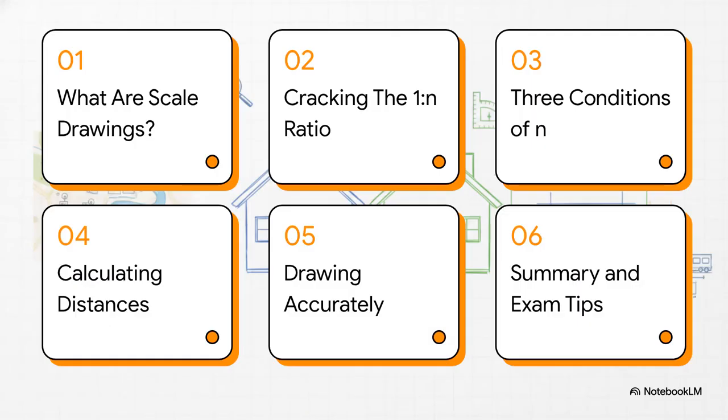Here's our roadmap for what we're mastering today. 1. What are scale drawings? 2. Cracking the 1-to-n ratio. 3. The 3 conditions of n. 4. Calculating actual and drawing distances. 5. Rules for drawing accurately. And 6. Summary and exam tips.